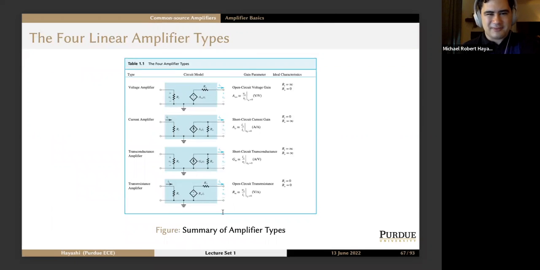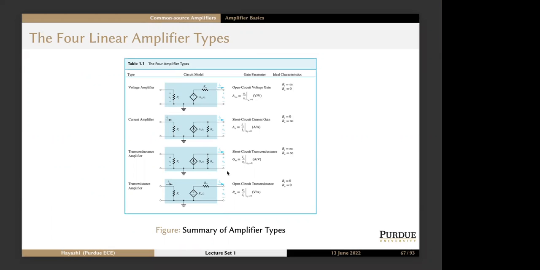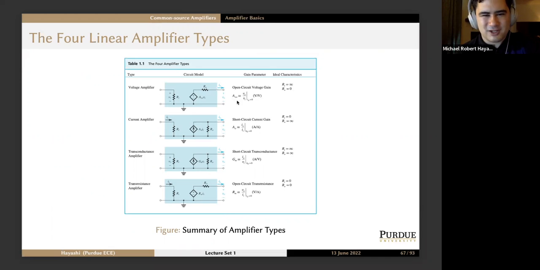So what about all the other types of amplifiers? Here's another table from Sedra and Smith. Here are the 4 amplifier types: voltage amplifier with open circuit voltage gain, AVO; current amplifier with short circuit current gain, AIS; transconductance amplifier, remember that's voltage in, current out, which uses capital G sub M, which is IO over VI when short circuited; and then transresistance amplifier, current in and voltage out, which uses open circuit transresistance as defined here.